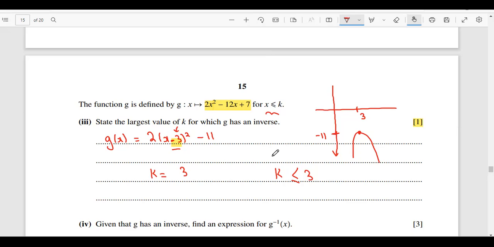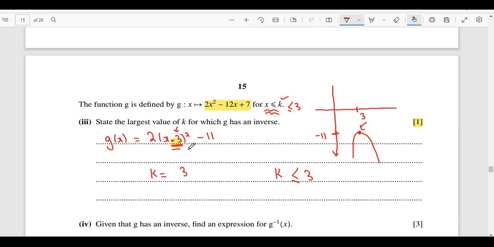How did they define k? This is how they have defined k, that x is less than or equal to k. So what is the maximum possible value of this? It would then look like this. Okay. So the largest value of k for which g has an inverse would be this value, the turning point of the coordinate, this value in short, right?